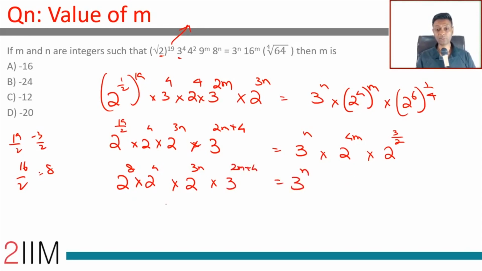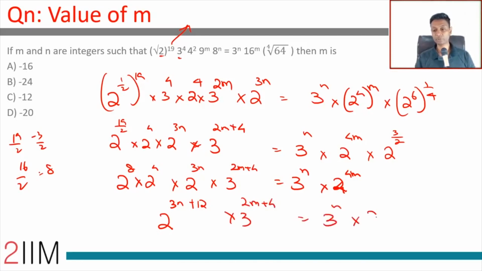This is 2 power 12. So 2 power 4 into 2 power 4m, just to complete it. 2 power 3n plus 12 into 3 power 2m plus 4 is 3 power n into 2 power 4m. So 2m plus 4 is n, and 3n plus 12 is 4m.